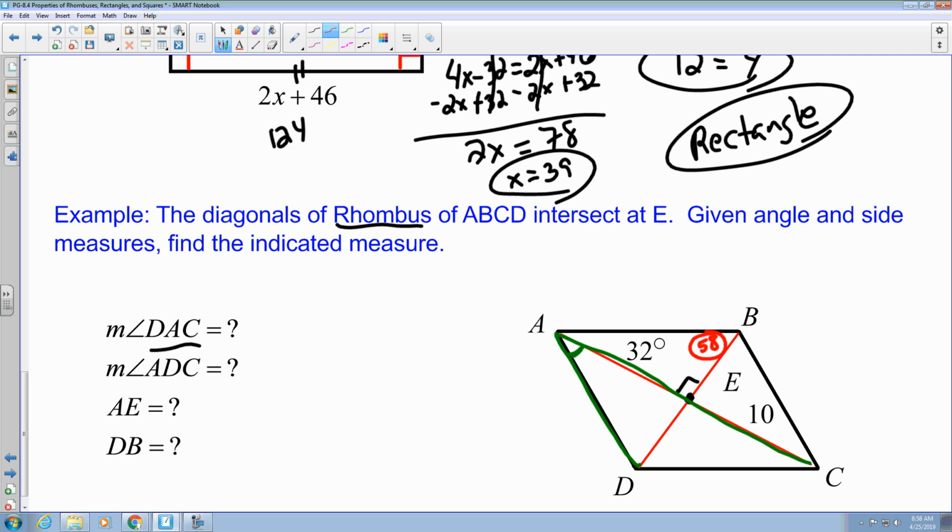Which means that over here would be 58 degrees, over here would be 32. This would be 90, this would be 90. Okay, and then what we can say with that is, what we're going to do is call that, let's see. All right.